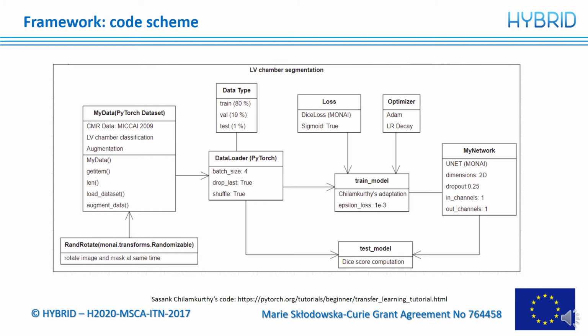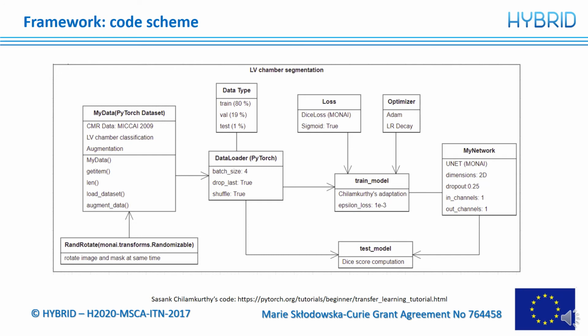Then for the network, I defined a class where the model used was the UNet from MONAI. I use a dimension of 2D because our input has 2D slices, and a dropout of 0.25 probability, and the output channels is 1, that means 0 for background, 1 for left ventricular chamber. For the optimizer, I use the Adam algorithm, and for the loss function, I use the Dice loss from MONAI.